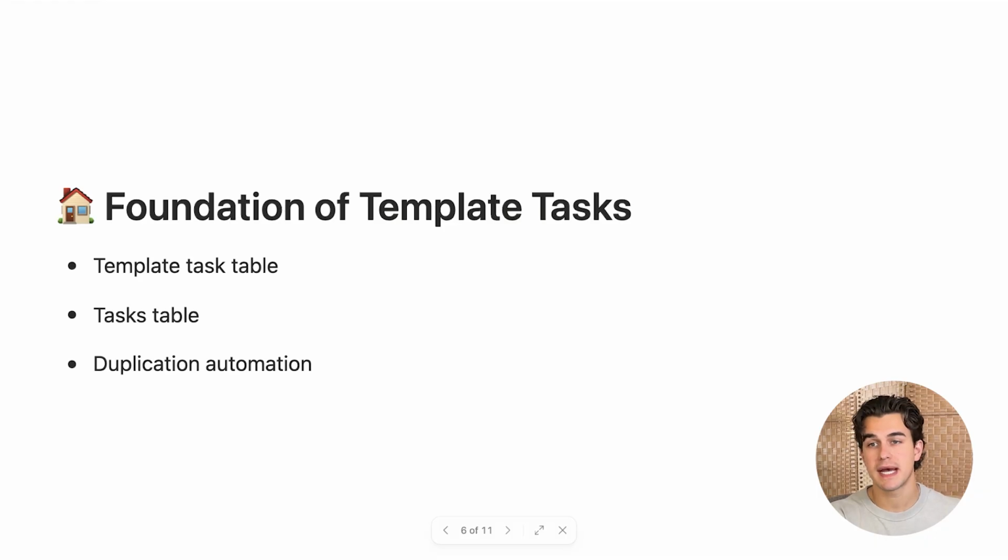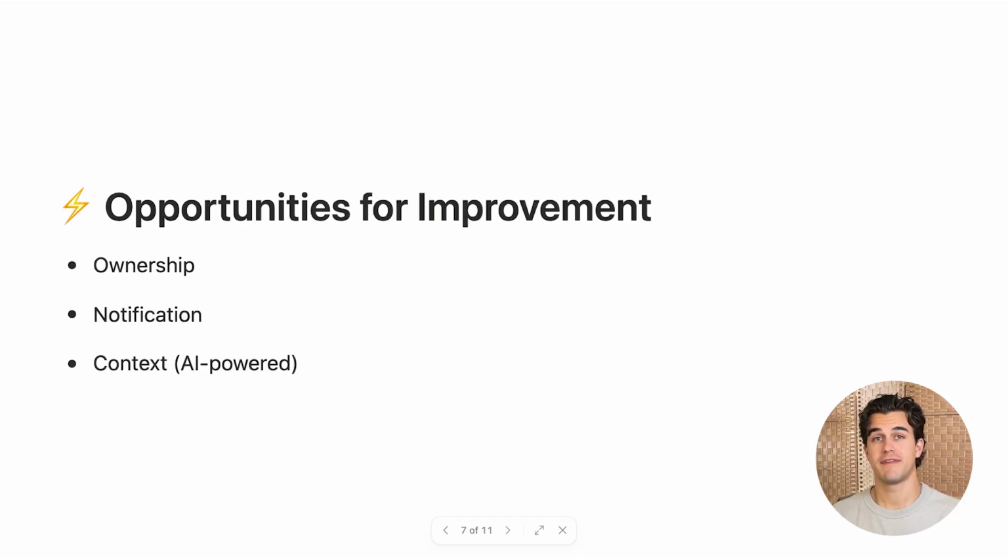You have your template task table, you have the tasks table, and the bridge that connects the two is the duplication automation. Upon this foundation, there are opportunities for improvement. The interface that we just saw looked a little bit bare, so maybe there's an opportunity to assign ownership to the right team member, opportunities to remind them or notify them at the right time.